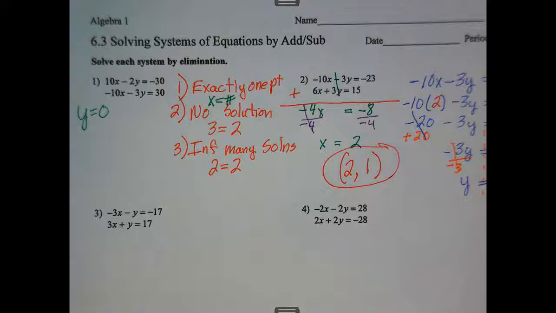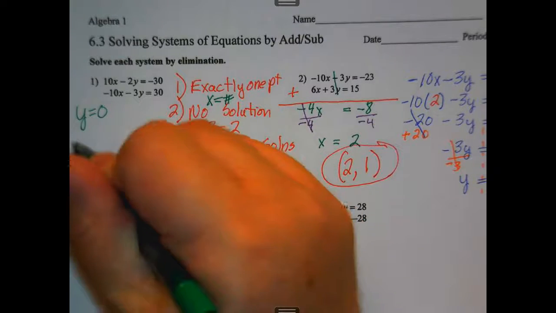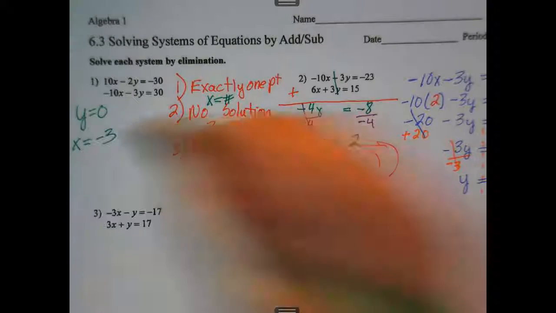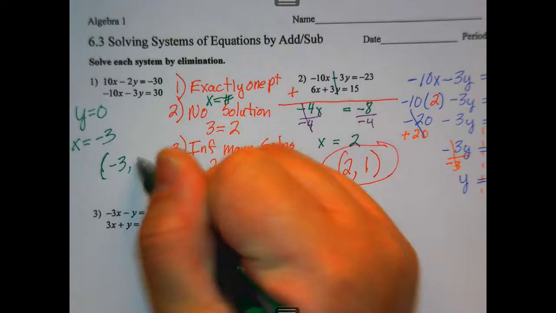Okay, plug in 0 for y. Pick one, plug in 0 for y, and solve for x. What do you get? Yep. So you have exactly 1 point, (-3, 0).